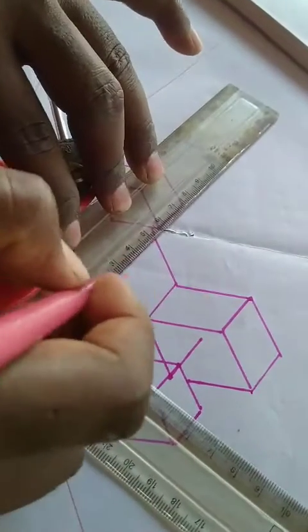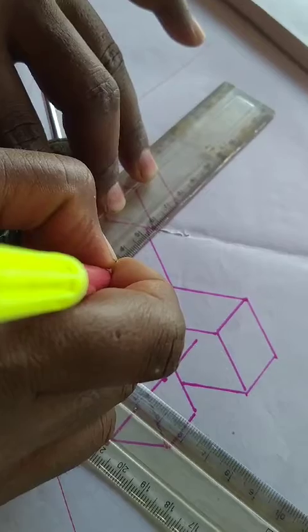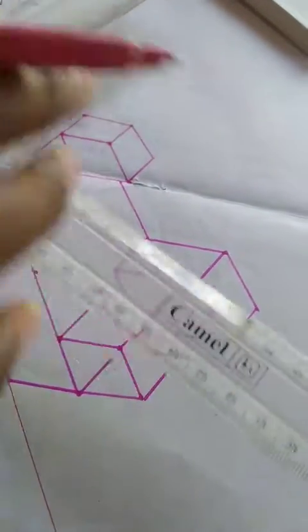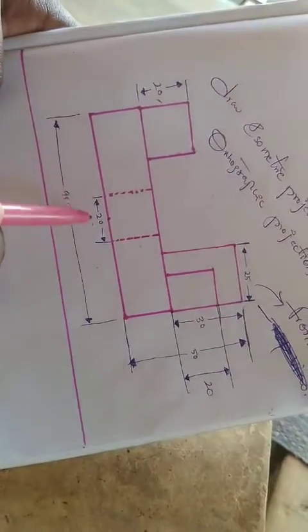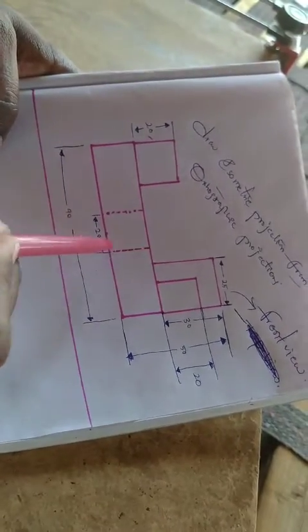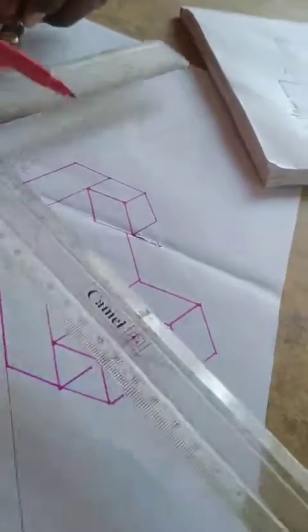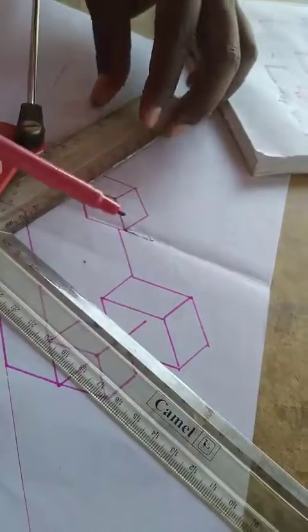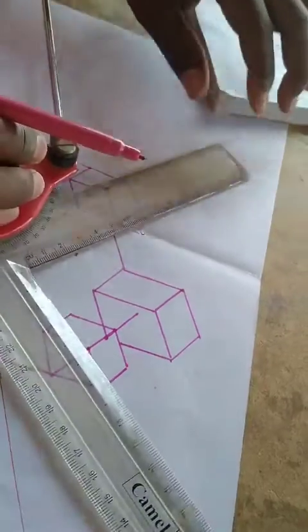The center of this object lies here. The next one, we have a total 20 mm distance: 20 mm length, 20 mm height and 20 mm width. Total 20, 20, 20. Then we are able to draw this hollow square box.